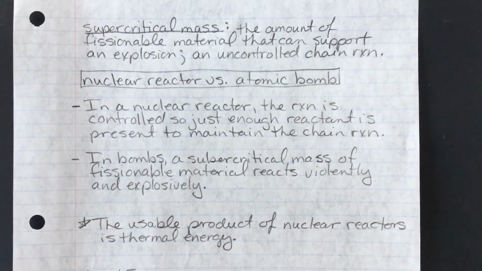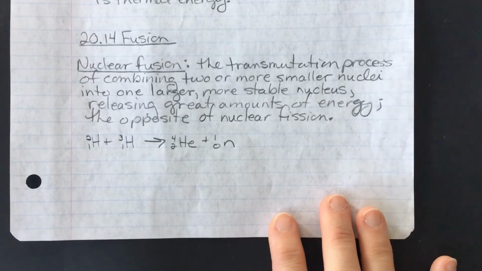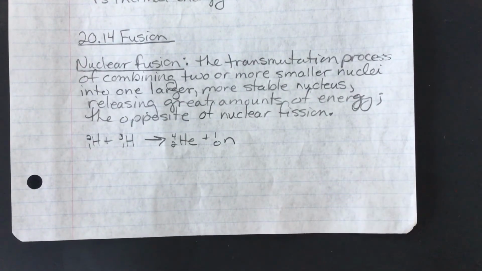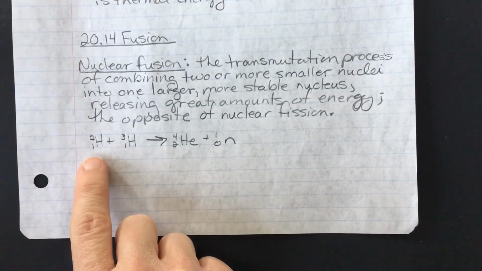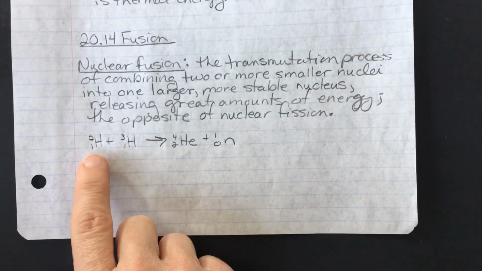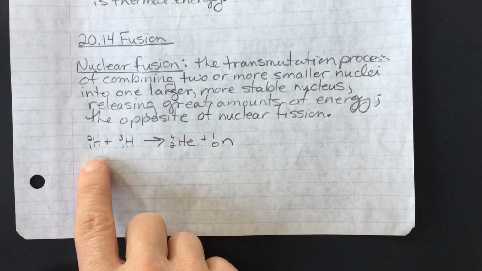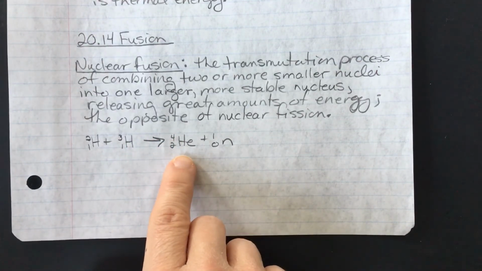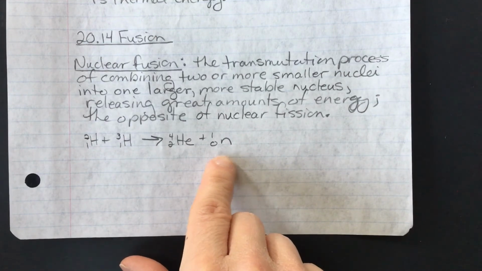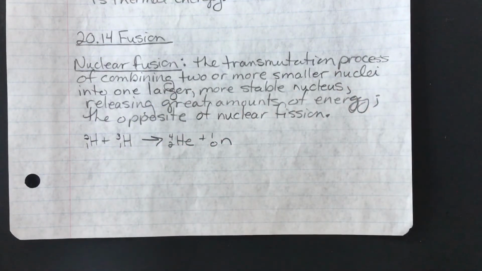Okay, now, fission is one of these nuclear reactions from bombardment. The other one is fusion. Nuclear fusion. This is the transmutation process of combining two or more smaller nuclei into one larger, more stable nucleus, releasing great amounts of energy, the opposite of nuclear fission. And we can see here, if we combine two hydrogens, now notice they're different isotopes, we can produce helium and a neutron. And this neutron will keep the chain reaction going.